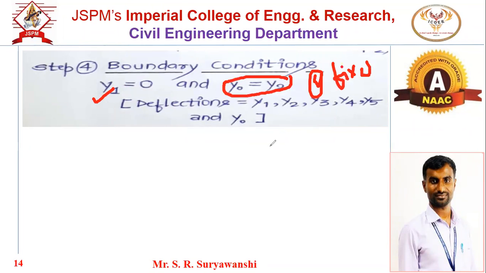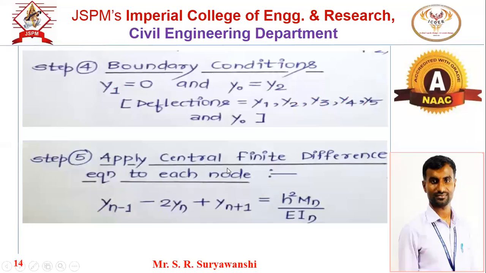Now we have to find out the remaining deflections at the nodal points. Y1 will be 0, so we have to find out y2, y3, y4 and y5. These values we have to find out. So next, apply the central difference equation to each node, and you have to start with node number.